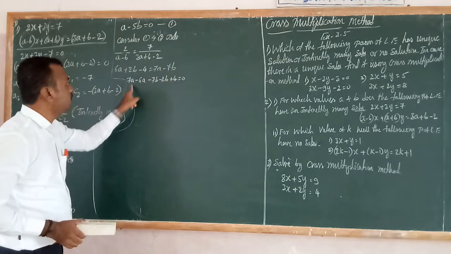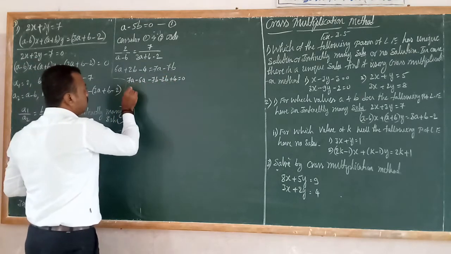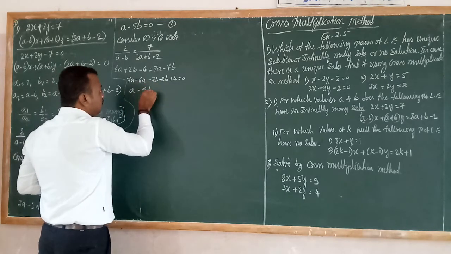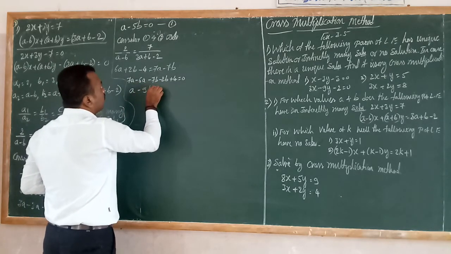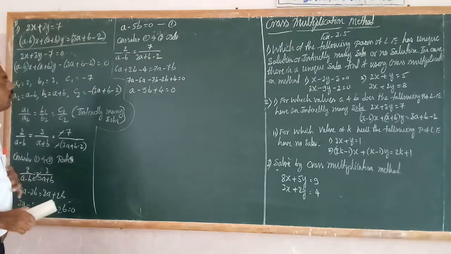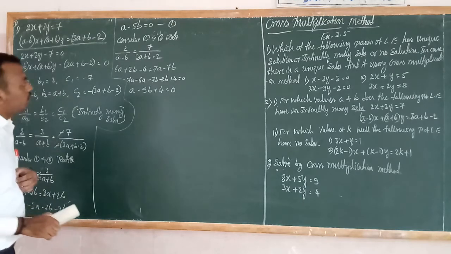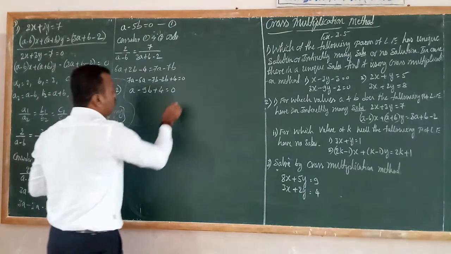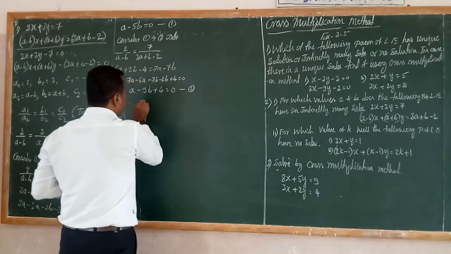Okay, minus 7B and 7A as it is I will write down. So 7A minus of 6A will become A. So minus 7B minus 2B will become minus 9B. So plus 4 is equal to 0. Okay, 7A minus 6A is equal to A and 7B minus 2B is equal to 9B plus 4 is equal to 0. Now students, this is called 1 and 2. So solving 1 and 2.